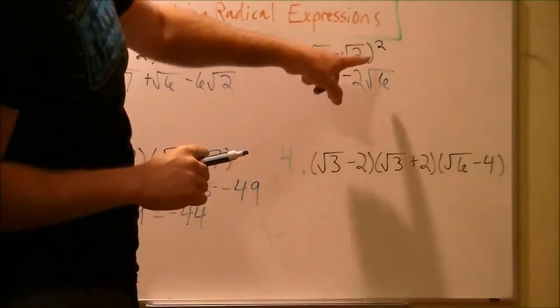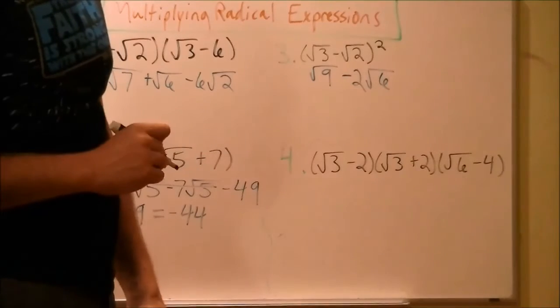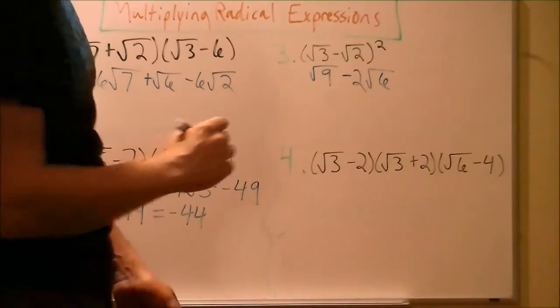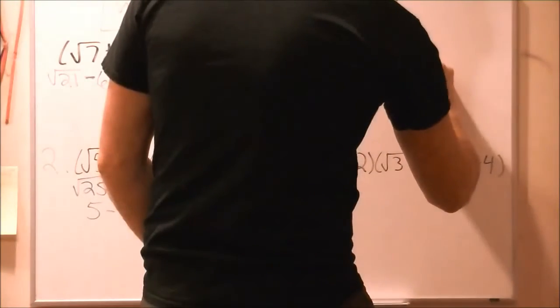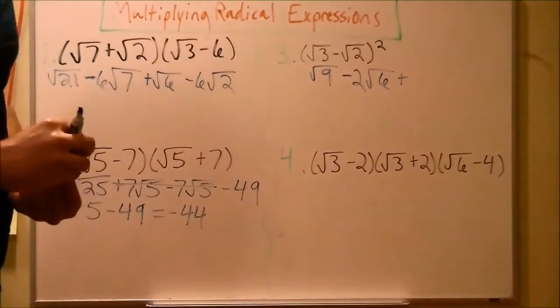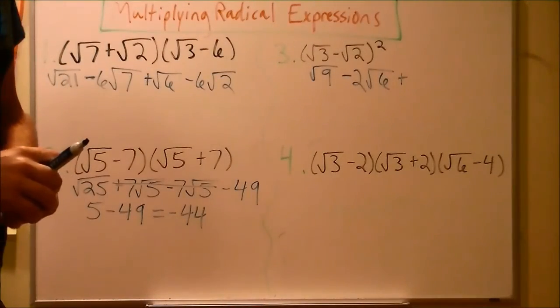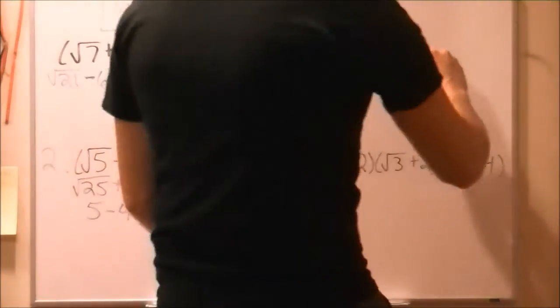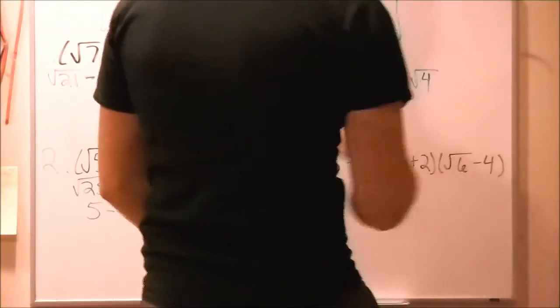And then for your last term, all you do is square b. And that's going to be a positive, by the way. What is the square root of 2 times the square root of 2? That's the square root of 4.